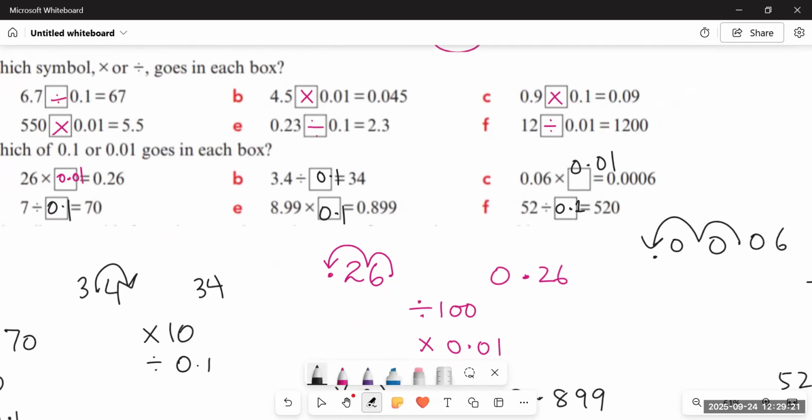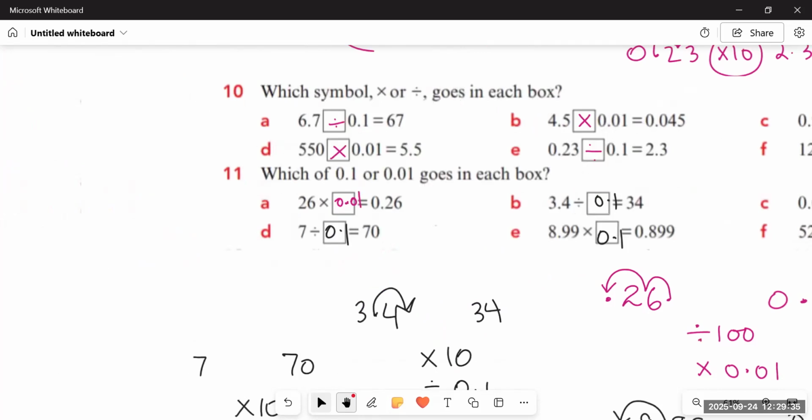That's all. Okay. So in some cases, we multiplied the numbers by 0.1 or 0.01, and in the other cases, we divided the numbers by 0.1 or 0.01. So here we have completed the questions till question number 11.